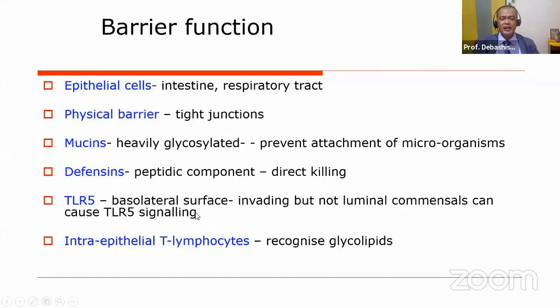Our microbiota are needed for our normal homeostasis, so they don't trigger unnecessary immune responses. So they are very specific. They will respond only to invading unfamiliar bacteria. Intraepithelial T lymphocytes also can recognize bacterial glycolipids. So these are normal barrier functions before the immune system comes into play.